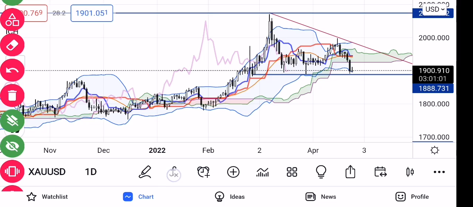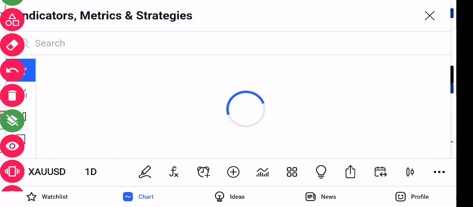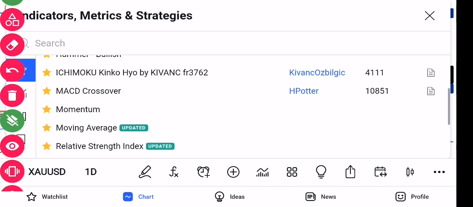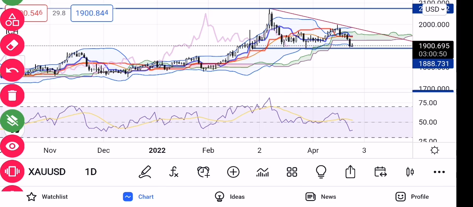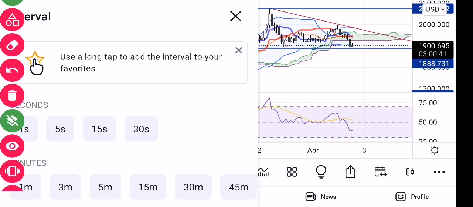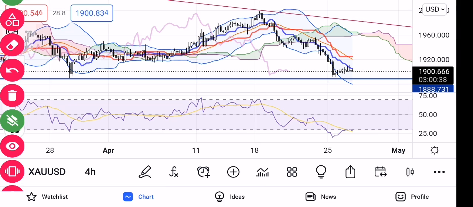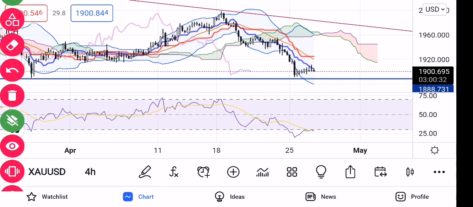Your indicator, which probably is your RSI indicator, is showing on the daily that we are still negative, right? But if we step this down to 4 hour, we see the market has relieved some overbought conditions over here.